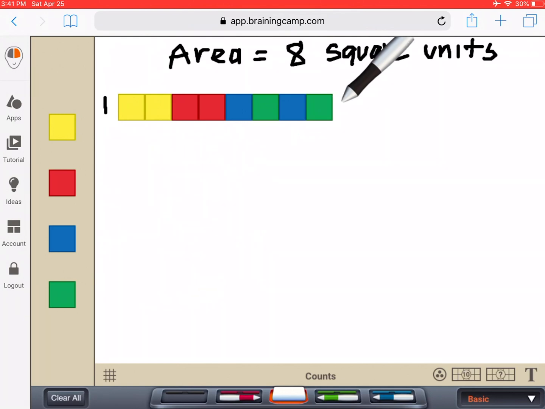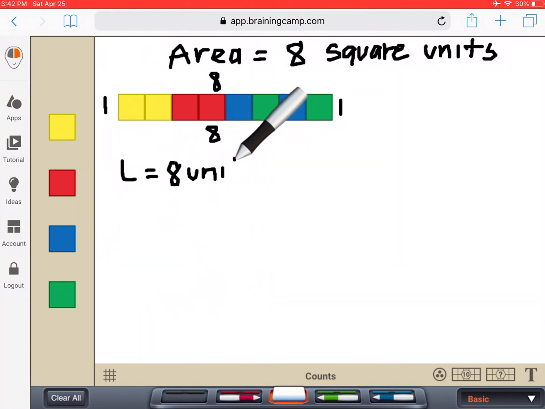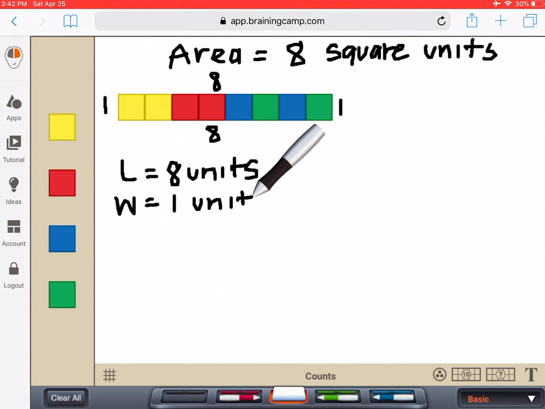The left and the right side are both 1 unit. The top, 1, 2, 3, 4, 5, 6, 7, 8 units long, and the bottom is 1, 2, 3, 4, 5, 6, 7, 8 units long. So this is one example where the length is 8 units, and the width is 1 unit. So this is our first example rectangle.